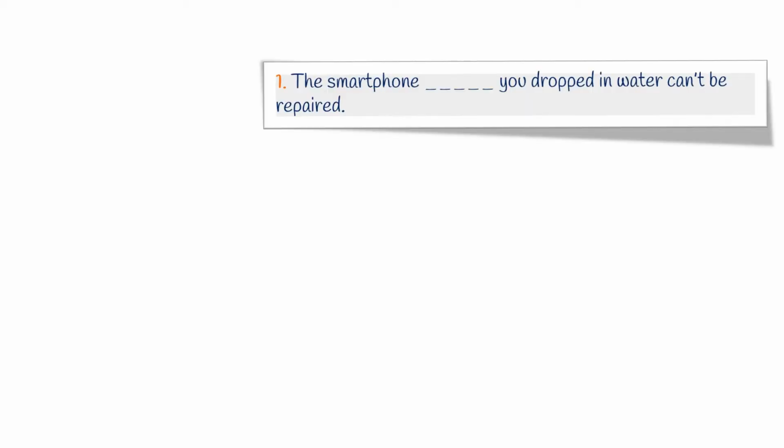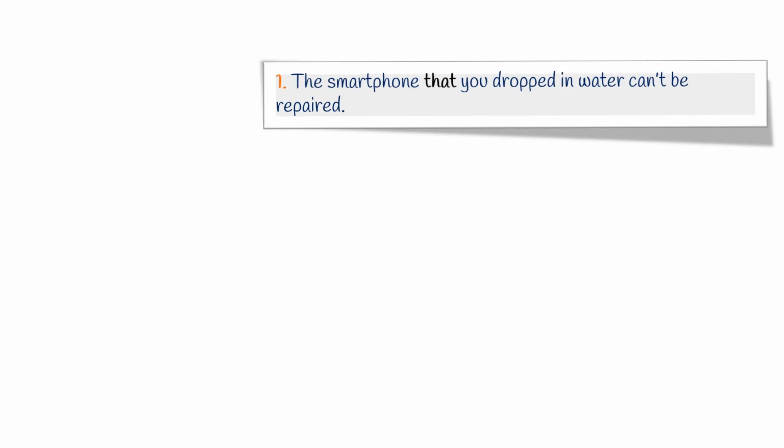The smartphone you dropped in water can't be repaired. I repeat, the smartphone you dropped in water can't be repaired. Will it be that or which? And the answer is that. Because if we leave the relative clause, I don't know which smartphone I am talking about. Hence, we use that and not which.